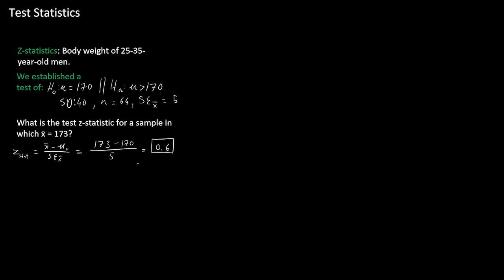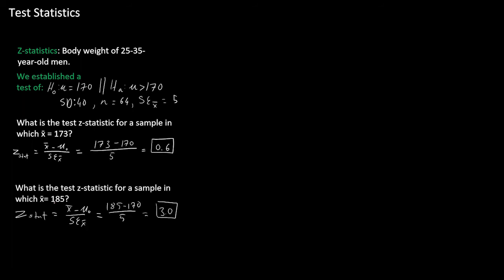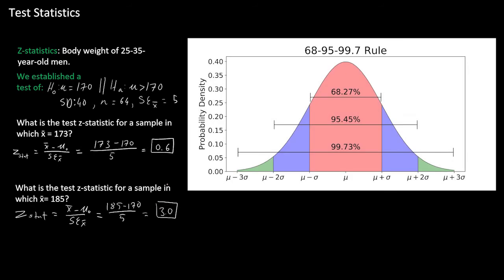So let's compare that to a sample of 185 to see what that means, right? With a sample mean of 185, we get a z-score of 3.0. So what does this mean? Since the distribution of the z-stat is normal, we can apply what's called the 68, 95, 99.7 rule here in establishing the probabilities. For example, we know that 95% of z-statistics fall between -2 and 2 standard deviations away.